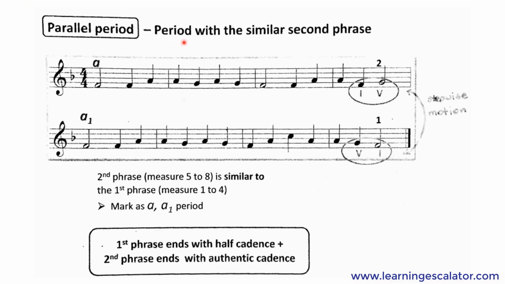Parallel period is the period with a similar second phrase. So this melody we heard last class. Here there is a stepwise motion, because this goes from F to G, this goes from G to F, and it's just one step, and they're just like the opposite of each other. So the first phrase ends with a half cadence, and the second phrase ends with an authentic cadence. The first one is tonic to dominant, the second one is dominant to tonic.